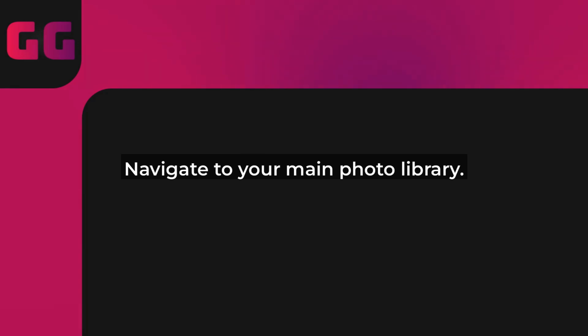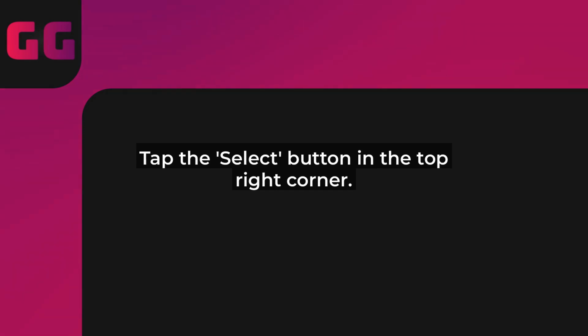Let's dive right in. First things first, make sure you have the Google Photos app updated to the latest version for 2025. This ensures you get all the new enhancements, like smoother interfaces and faster selections. Open the app on your smartphone or tablet. It's available for both Android and iOS users. Once you're in, head to your main photo library. You'll see all your albums, photos, and videos laid out.